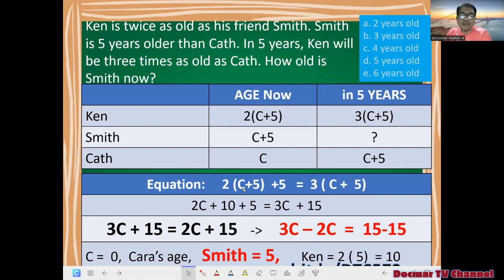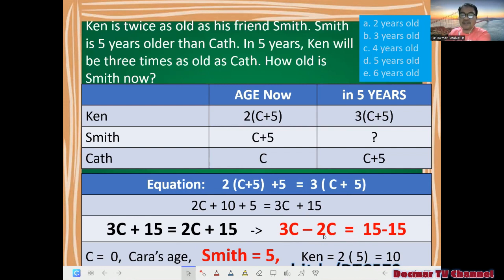So by simplification, of course, 2 times C, 2 times 5 is 10 plus 5 equals 3 times C plus 3 times 5 equals 15. Okay, all like terms will be brought here sa kaliwa, no? Para okay ang ating pag-simplify. But before that, we have to simplify muna. 10 plus 5 is 15. Then of course you have 2C plus 15. Here, all like terms must be in the left side. So pinili ko dito na lahat ng like terms ay dito at yung whole number ay sa kanan. Because of the presence of equality sign.